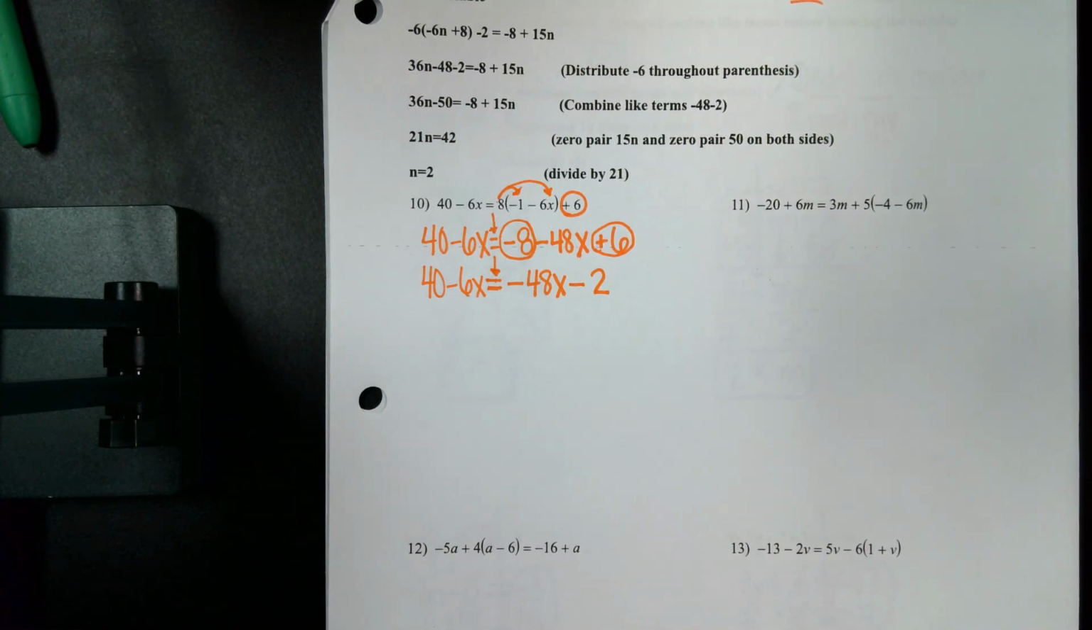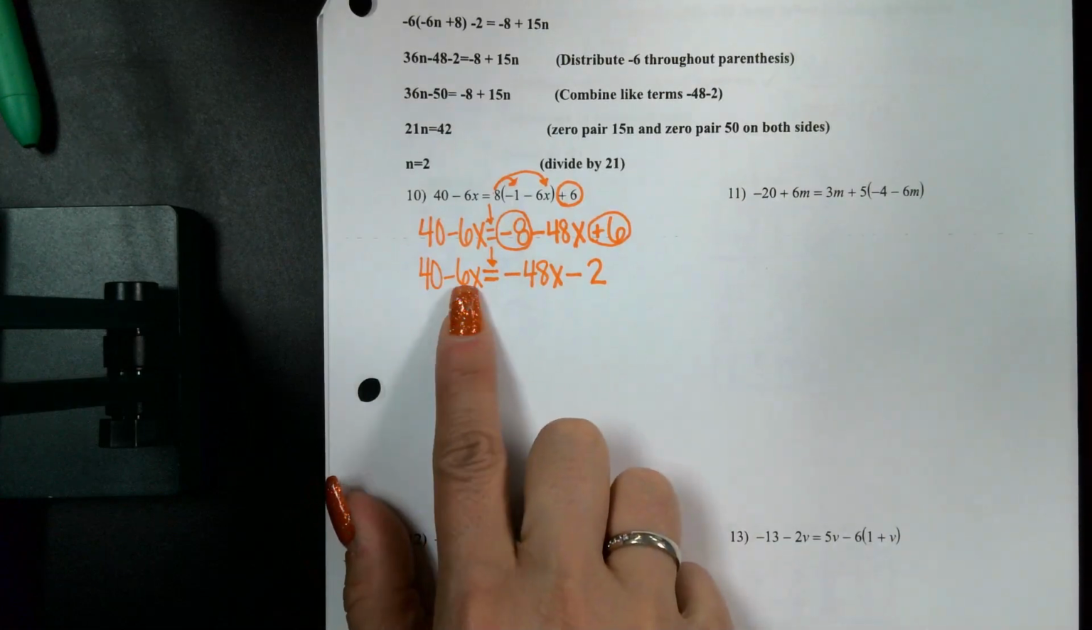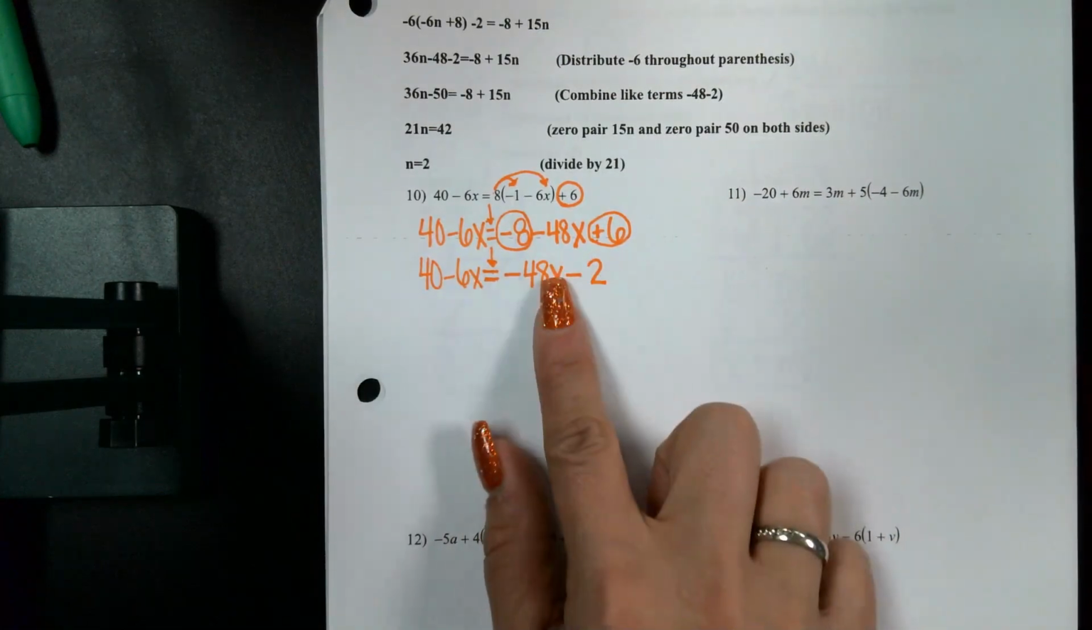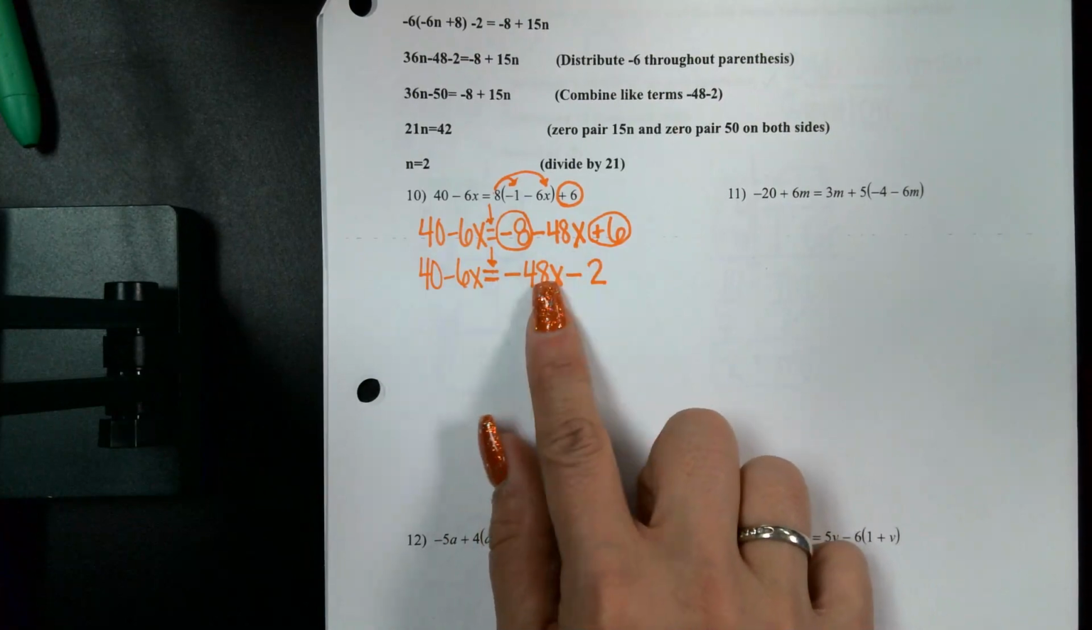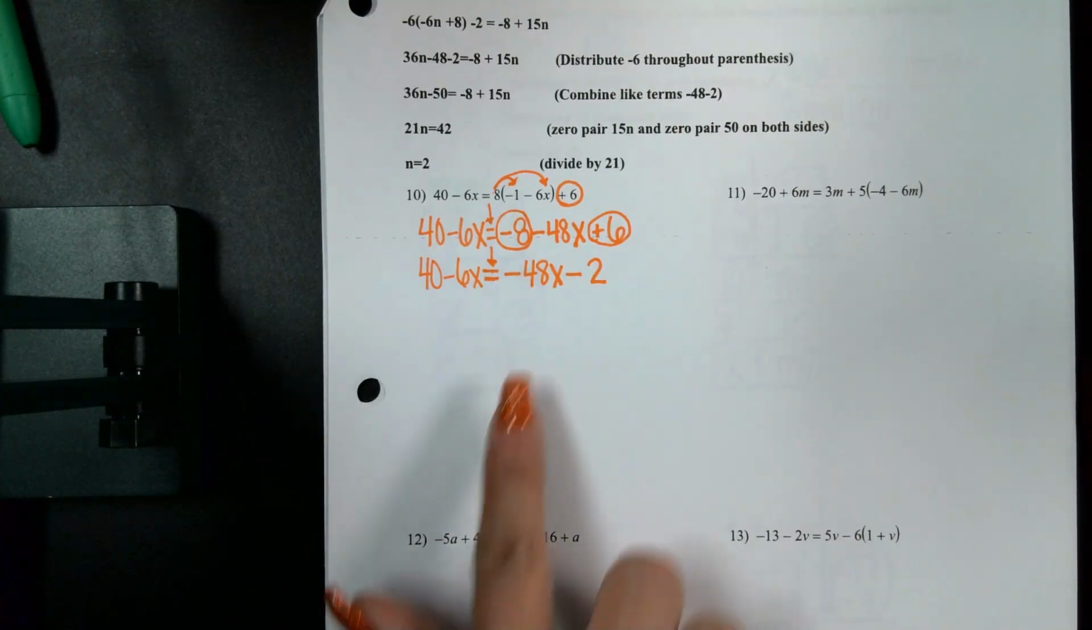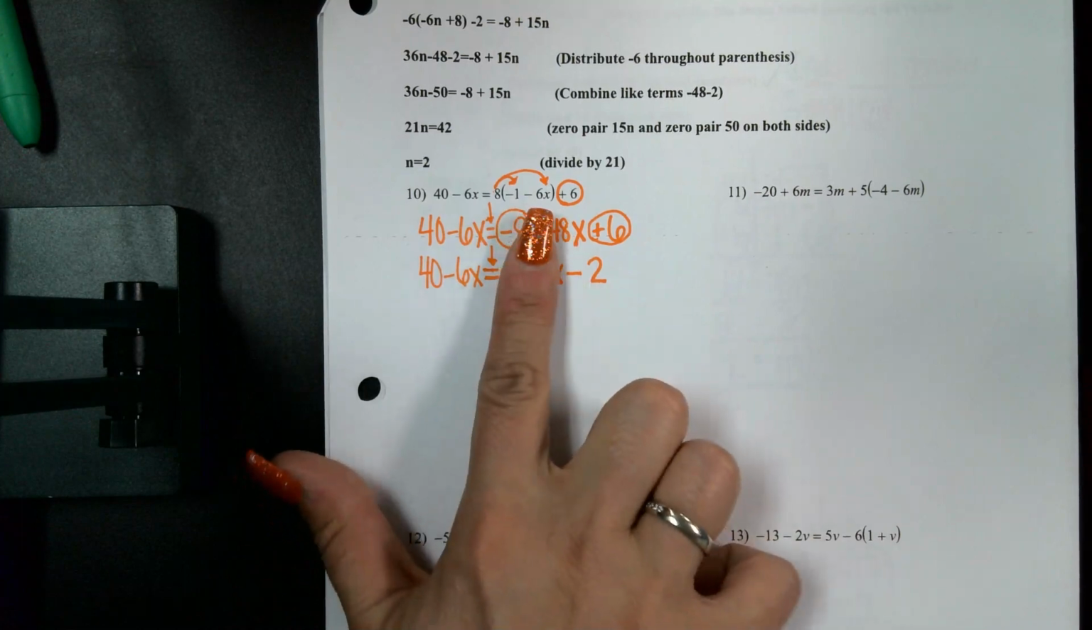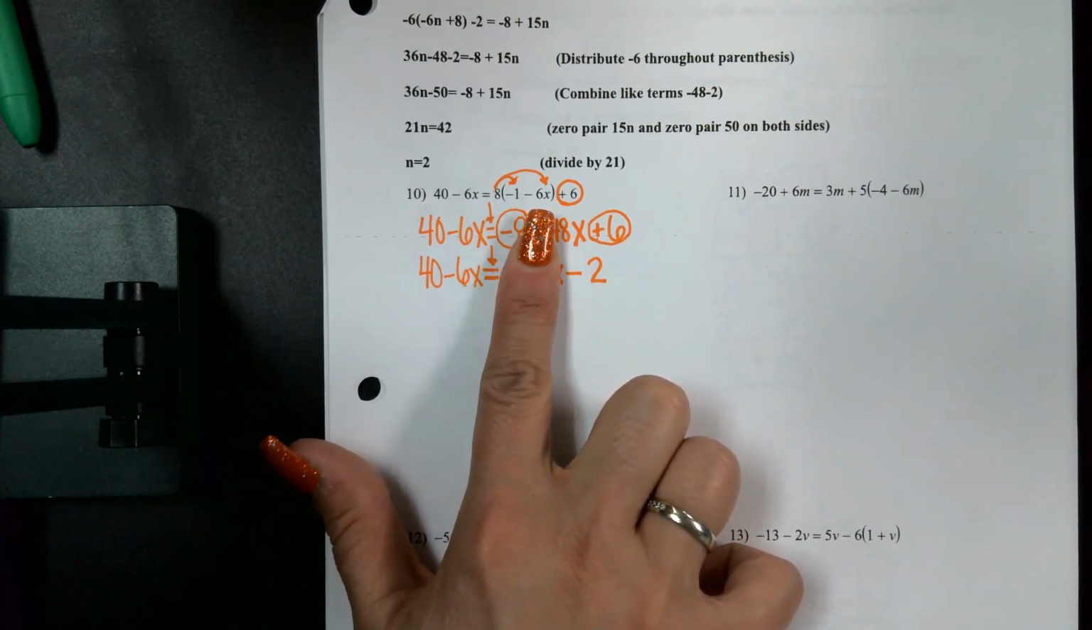Okay, so if you guys look at the left side, I have a constant and I have a variable. And if you look at the right side, I have a constant and I have a variable. Normally, you guys are used to seeing this. Like, if that 48x weren't there, you're used to seeing this. So you guys would take the 40 and you'd move it to the other side.